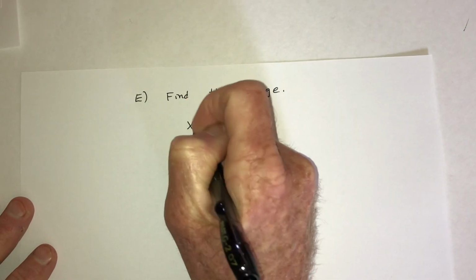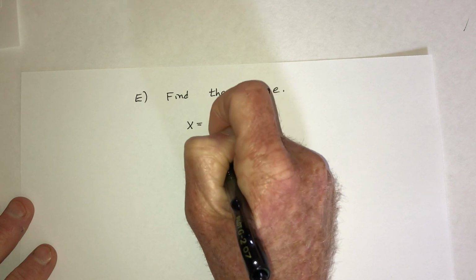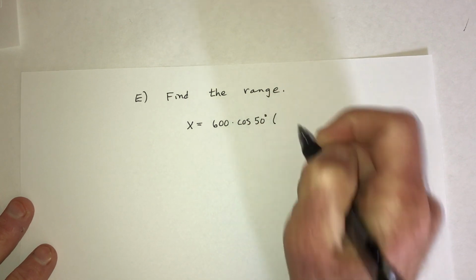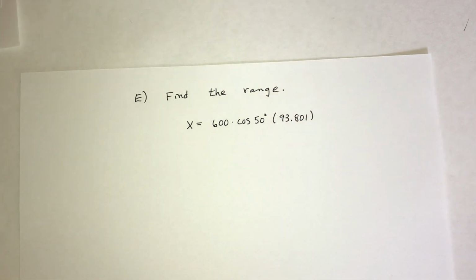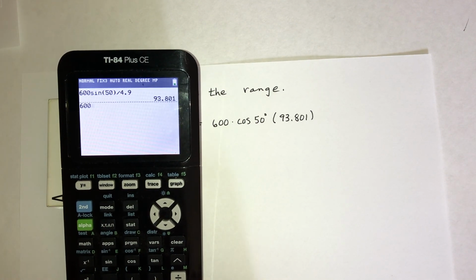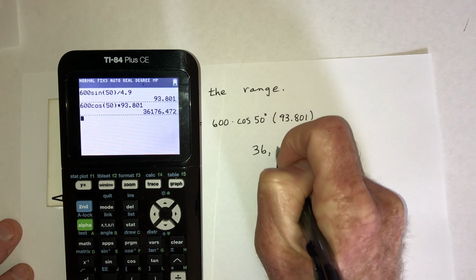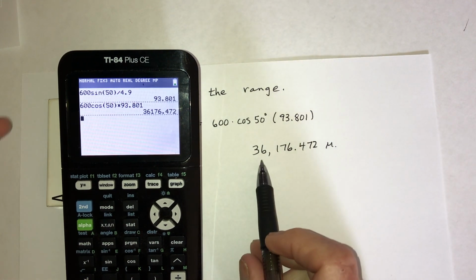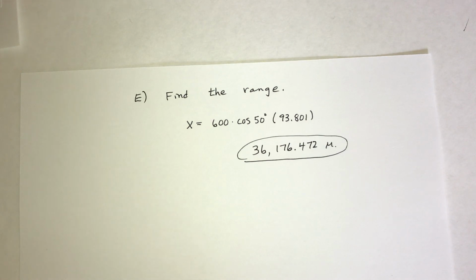So the x part is equal to, well, x is equal to initial velocity. What was it? 600. 600 was the initial velocity, and then times cosine of the angle. And then substitute the t that we just got, 93.801. 600 cosine of 50, and then times the 93.801. So this thing is going to land 36,176.472 meters away. That's 36 kilometers away. That's pretty far. All right, that's it. We finally finished all the parts.